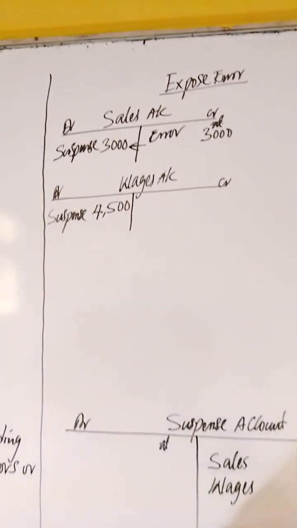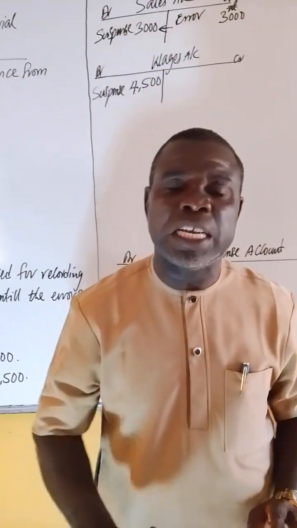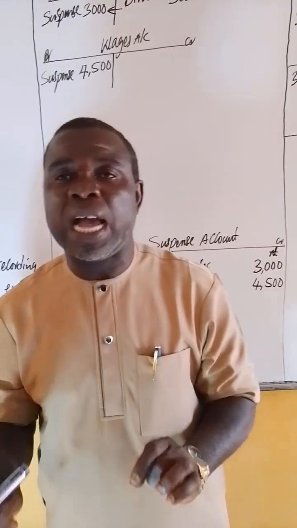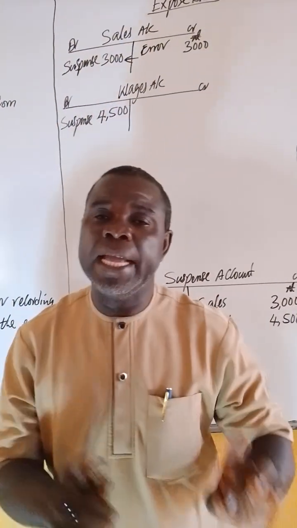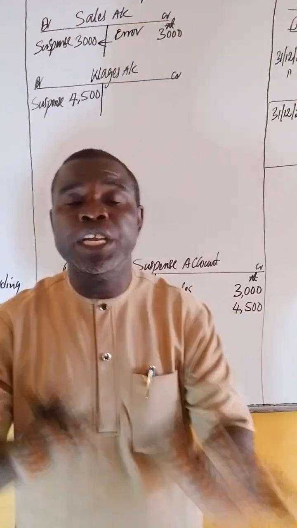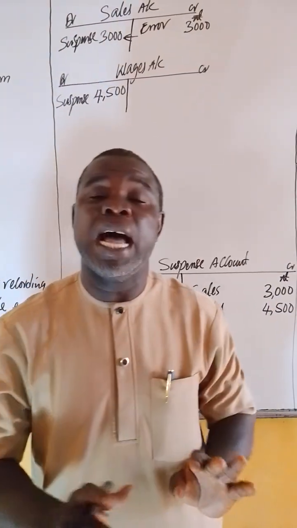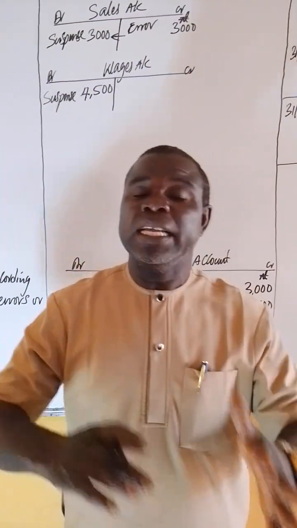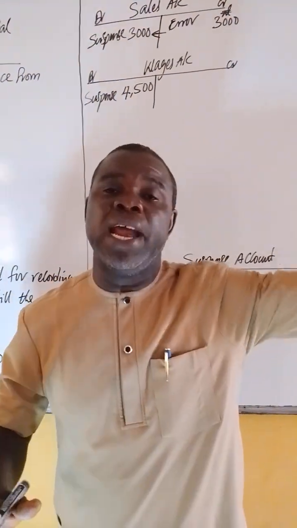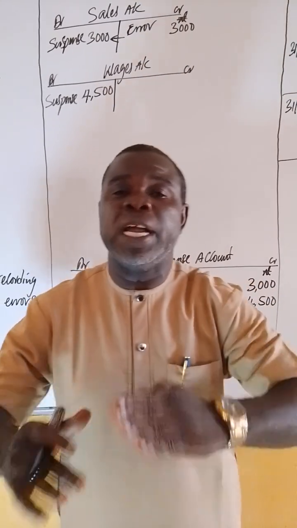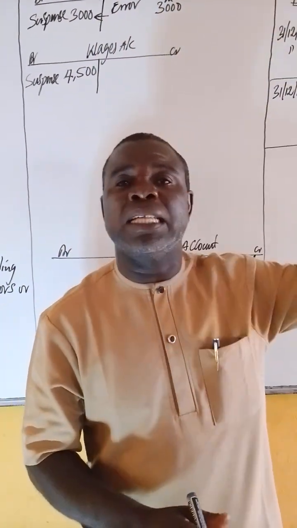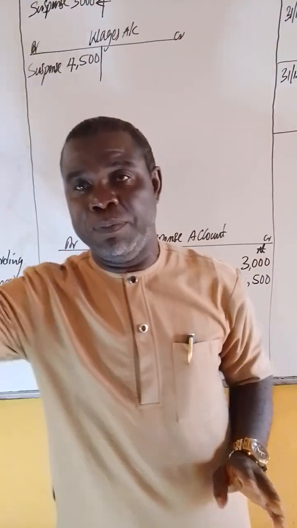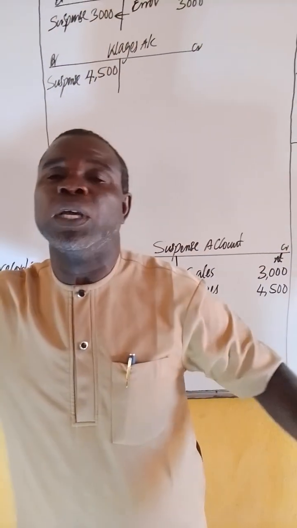In correcting an error of overcast, it is very important for you to know that any overcast should be posted in the opposite side where the overcast occurred. Like in this case, the overcast of sales is in the credit side. So for you to correct the error, it means you are going to post the same amount, that is the 3,000 that was overcast, in the debit side, so that the amounts will cancel each other.